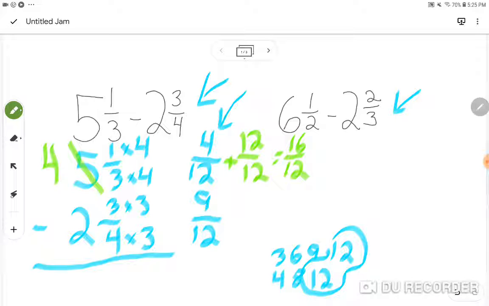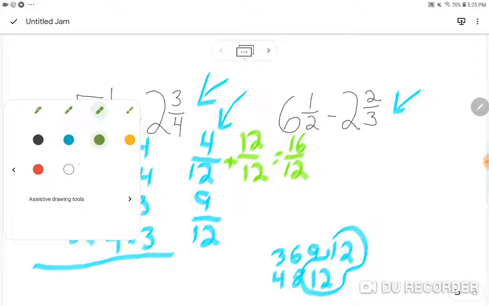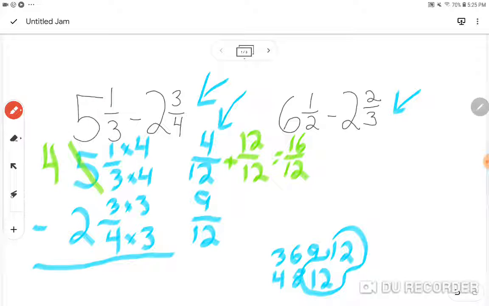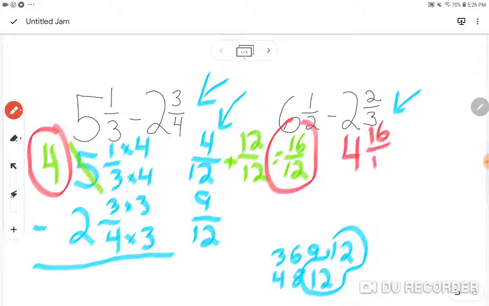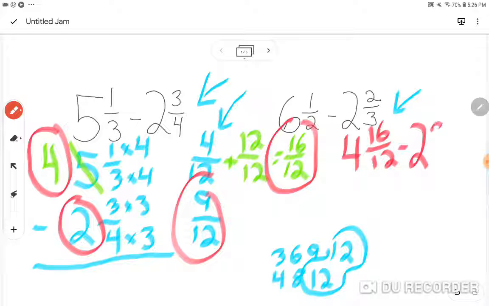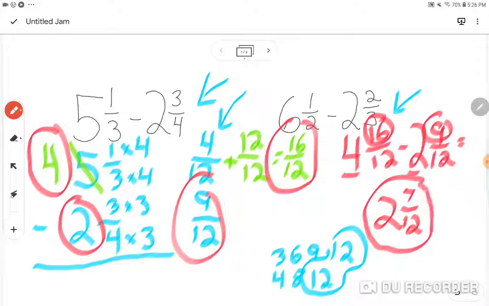So now we write it all sideways. Let me switch colors one more time. Red maybe will be cool. And we're going to take 4 and 16 twelfths, take away 2 and 9 twelfths. And then it shouldn't be that bad. Okay, 4 take away 2 is 2. 16 take away 9 is 7. And of course, the bottom always stays the same. So 2 and 7 twelfths.